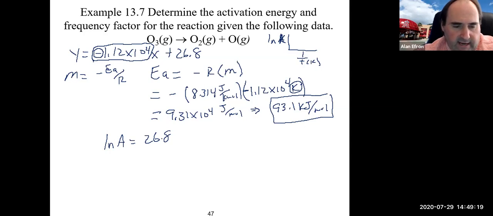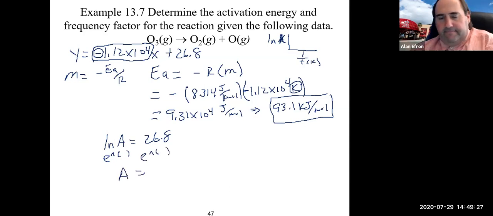Again, to get rid of the natural log, we're going to take the e of both sides. And that would give us an A that is e to the 26.8, 4.36 times 10 to the 11.